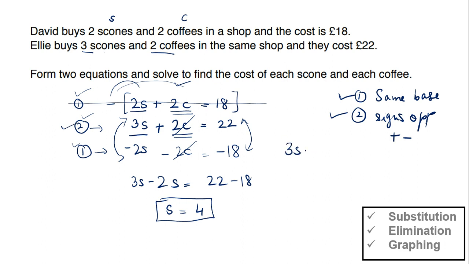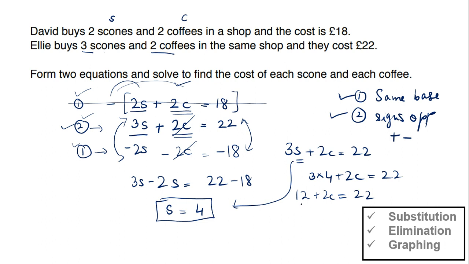Equation number 2 says 3s plus 2c equals 22. So instead of my s, I'm going to replace my s with 4. So I'm going to write 3 times 4 plus 2c equals 22. Now I have 3 times 4, that gives me a 12, plus 2c equals 22. Now I have a 12 here and a 22 on the other side.